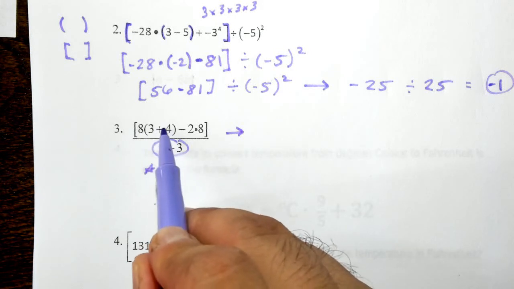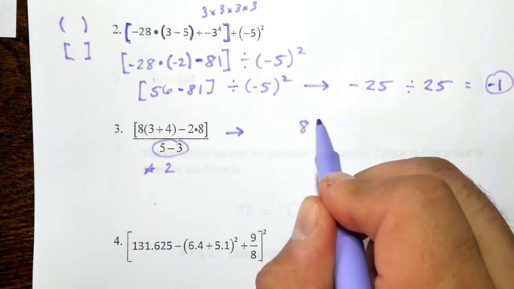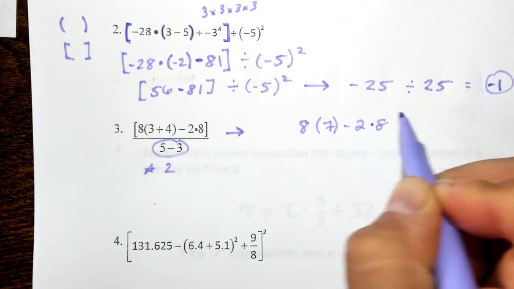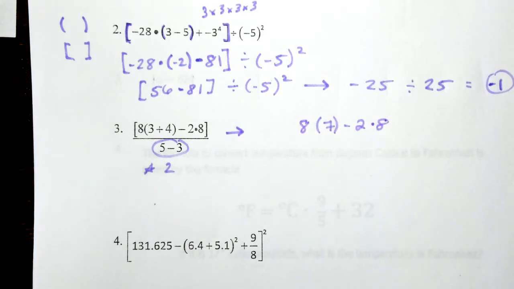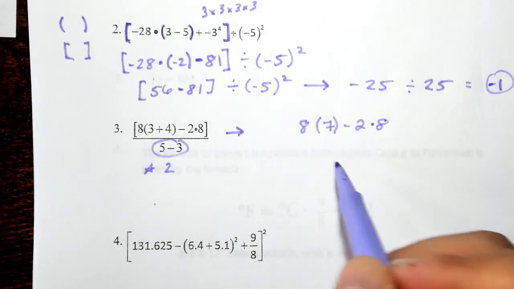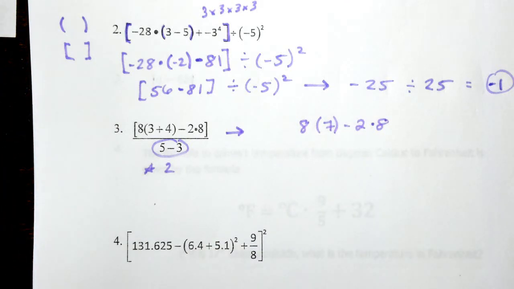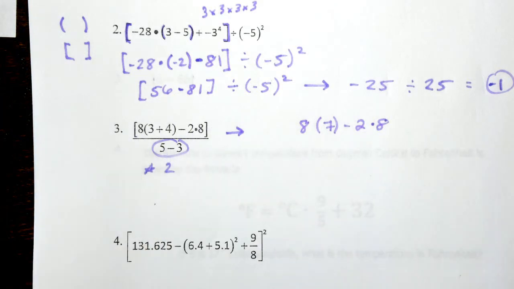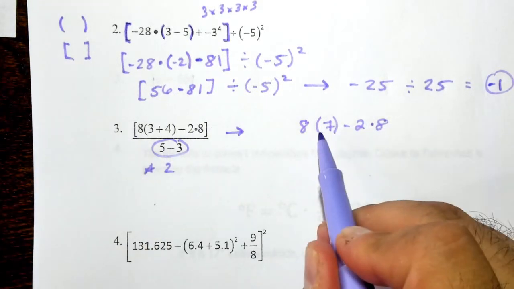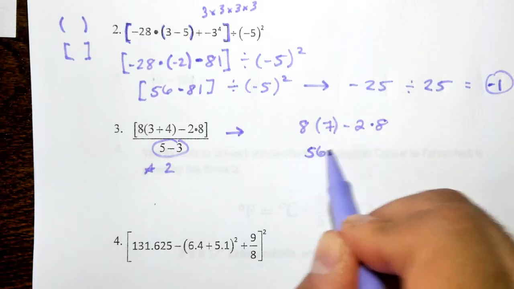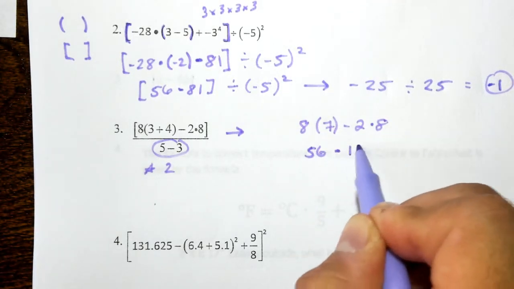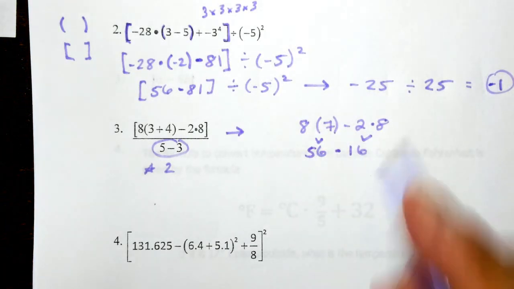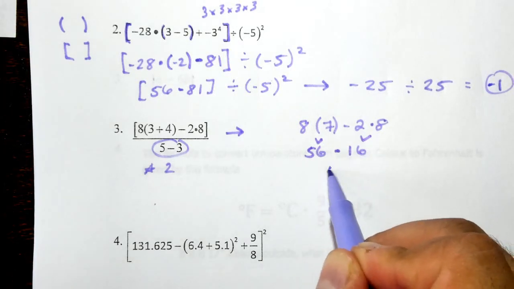Okay, so now we're going to take care of these parentheses first. 3 plus 4 is 7. So this is going to be 8 times 7 minus 2 times 8. Okay, and then if you notice, I don't have the brackets anymore. I don't really need the brackets. Actually don't matter here. It's the parentheses that matter. These brackets don't need to be there. So 8 times 7 is 56 minus 2 times 8 is 16. Right, I took care of both of these at the same time. And then I'm going to subtract 56 minus 16 is going to be 40.